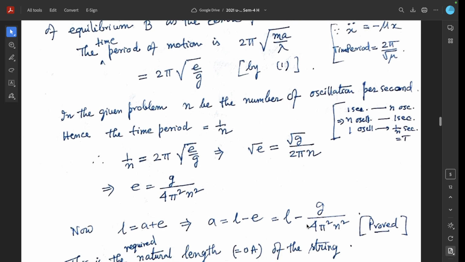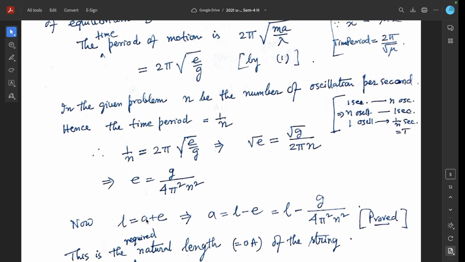Now L equals a plus e, so a equals L minus e. This equals L minus g by 4π²n². So this is the required natural length a of the string.